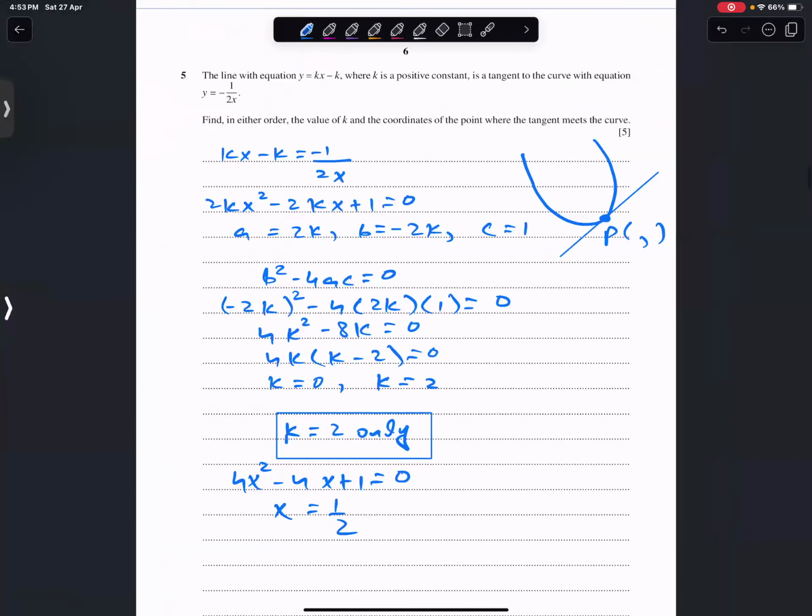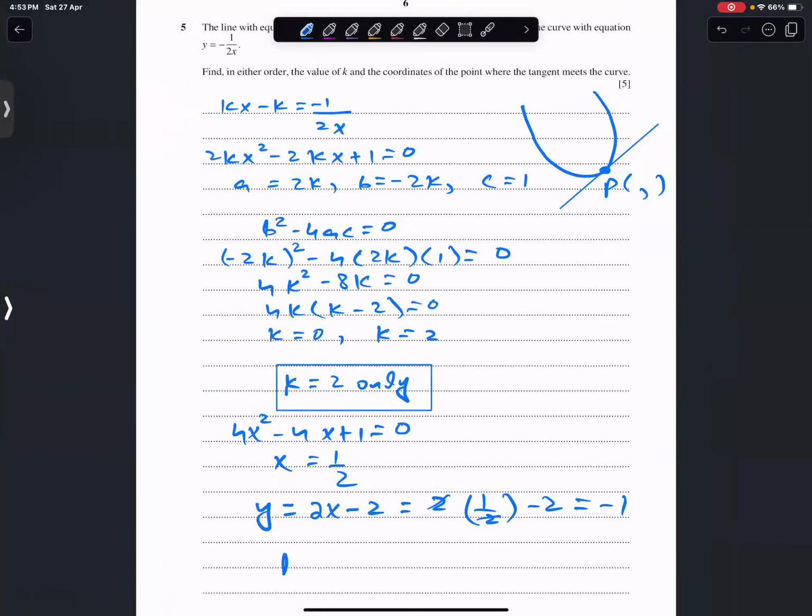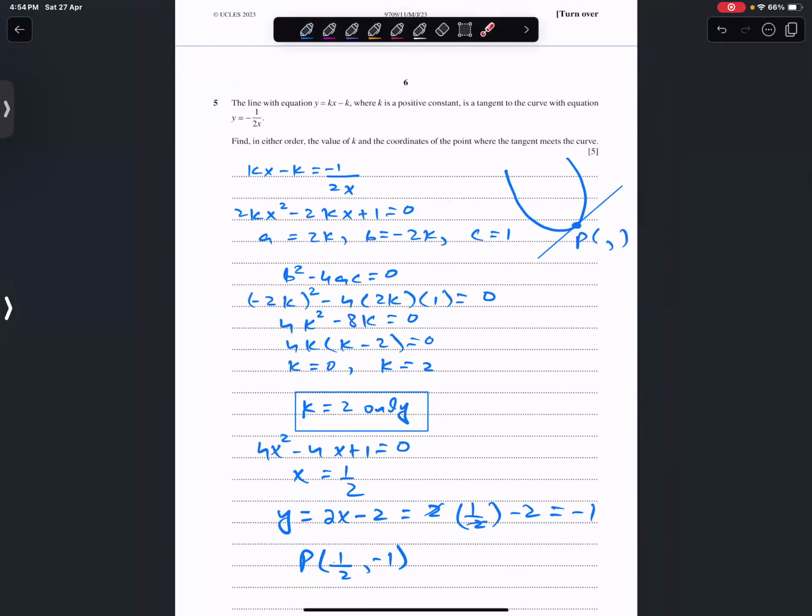And then to find the second coordinate, what will you do? What was your line? kx minus k. So k is 2, so 2x minus 2. So 2 times 1 over 2 minus 2. So this will be 1 minus 2, which is minus 1. So your point at which the above line is tangent to the above curve is this. Students, this point has coordinates 1 over 2, minus 1.